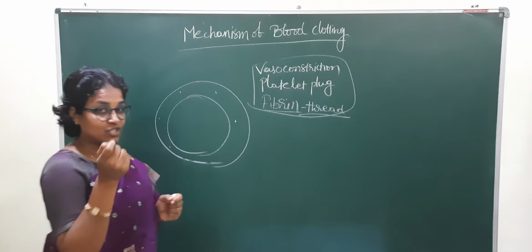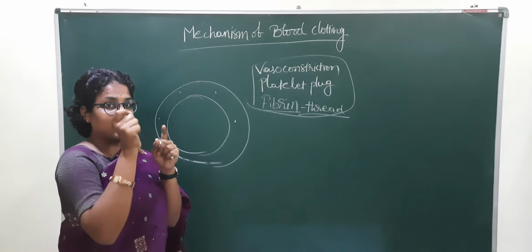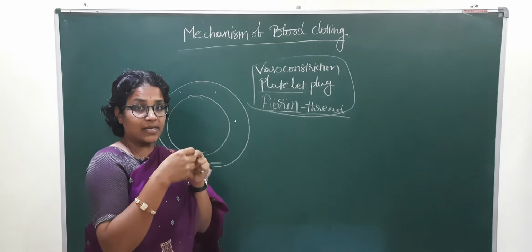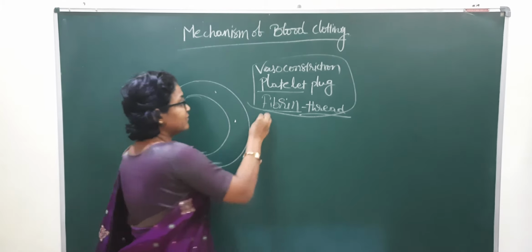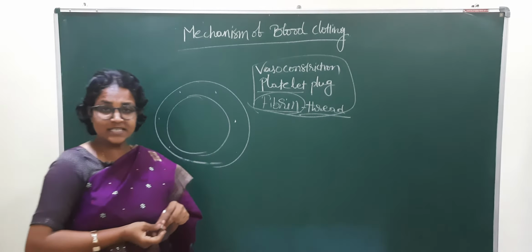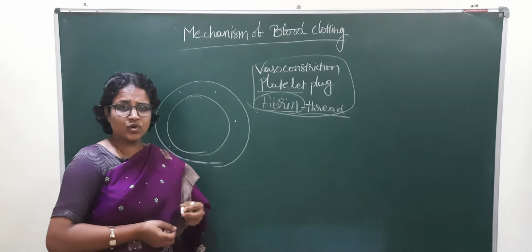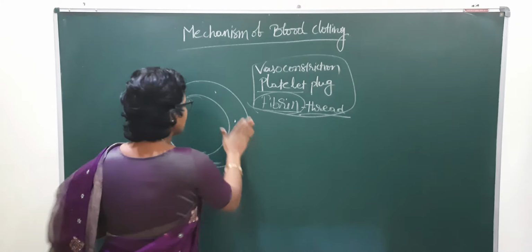Vasoconstriction: the blood vessel is constricted, and by that the oozing of blood is stopped. The platelets come together where the damage has taken place and form an aggregation. And the fibrin threads: fibrinogen is converted into fibrin in the presence of thrombin. So like that there will be the formation. There are 3 steps: step 1, step 2, step 3. That is the mechanism of blood clotting.